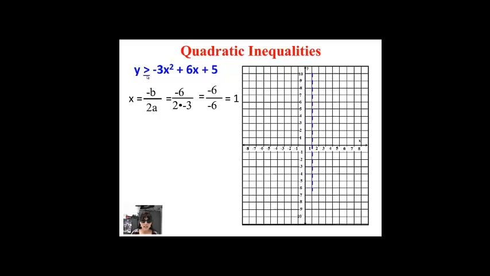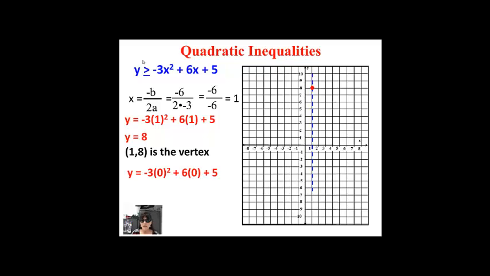Now we're going to find our vertex. Plug that 1 back into our quadratic inequality. And when x is 1, y is 8, that's our vertex. You need to graph that. Once you graph that, now we're going to graph our y-intercept. Our y-intercept we can find by making x 0. We also know that it's at 5 because it's our c value. We're going to plot that point.